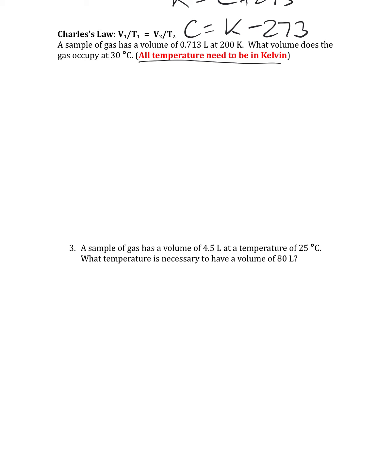A sample of gas has a volume. So we know V1 is 0.713 liter. Even if it doesn't say the word volume, we know liter is volume, right? At a temperature, so that means T of 200 Kelvin, because we know Kelvin, Celsius, or temperature. What volume? That means V2 is what we're looking for.